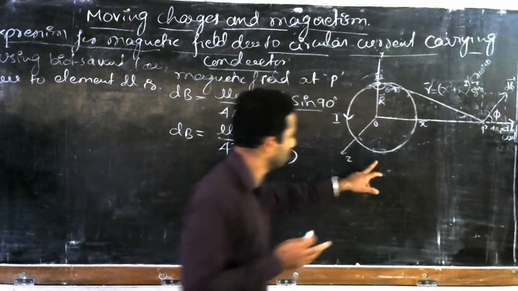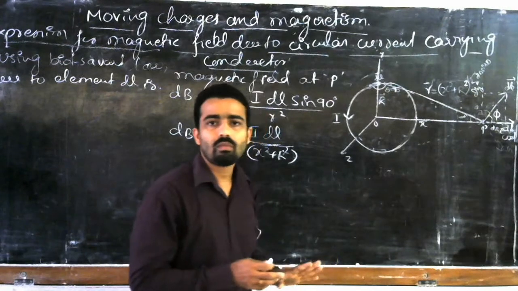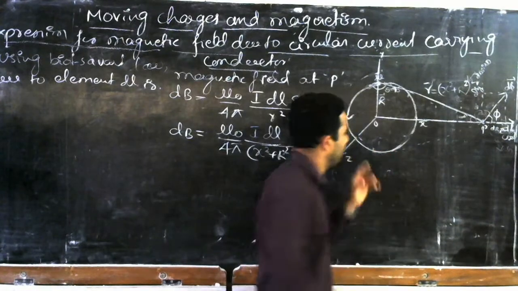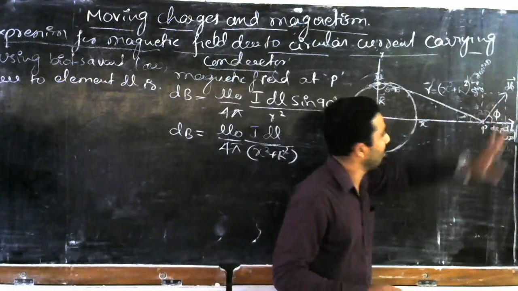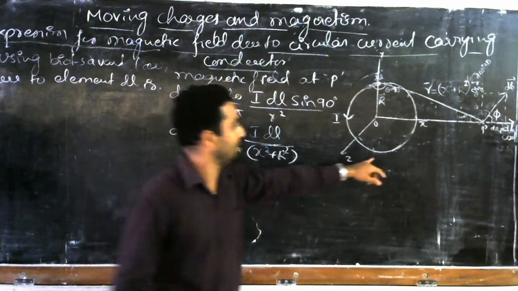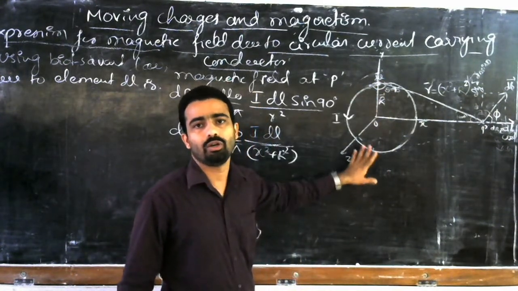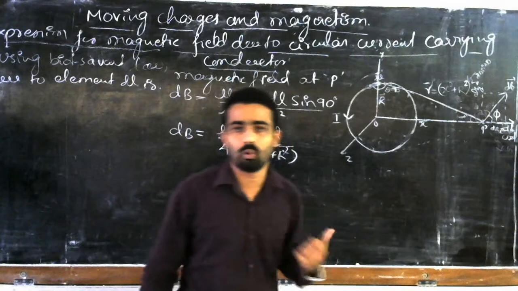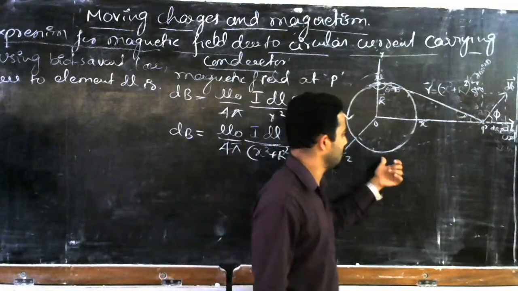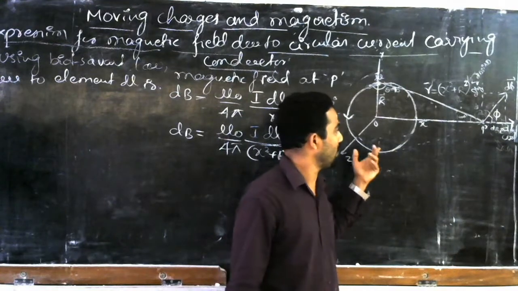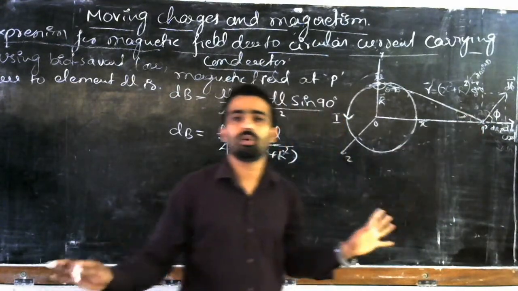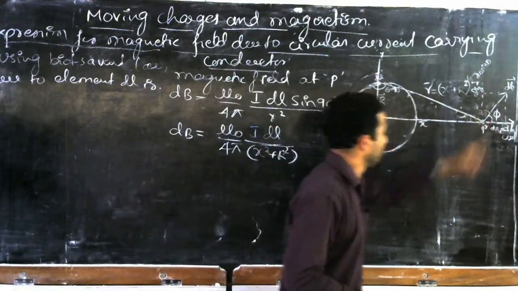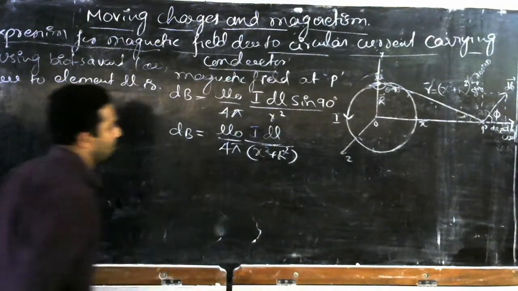We are not going to draw this case here, but it is imaginary. This dBy will cancel out when we take another element which is opposite to this. We should know that dBy will be equal to 0 because if the other element is present here, it cancels. But if you take this element, the dBx will not be 0, it will add. It will increase.